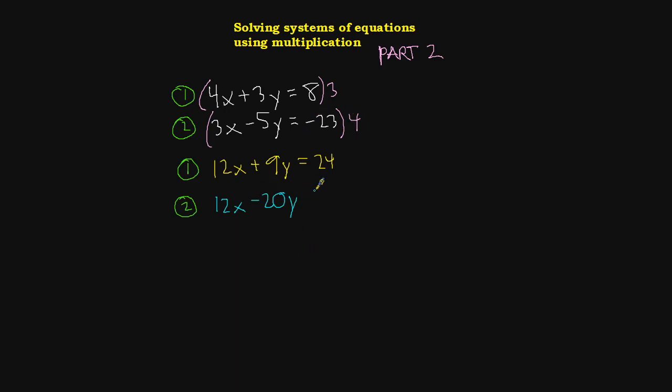And 4 times negative 23, well, nobody really knows what that is. Maybe we should get a calculator. Negative 92. Okay. So, 4 times 2 is 8. 4 times 20 is 80, plus 12 more, 92. So now we've got our two equations.